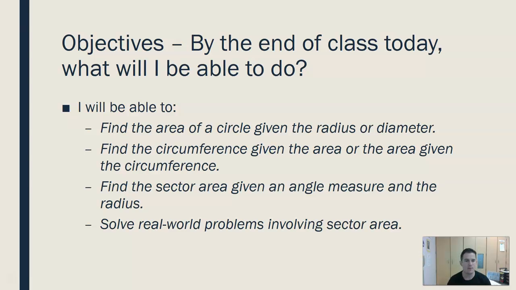So by the end of this video, by the end of this lesson, this is what I hope you're able to do. I hope you're able to find the area of a circle given the radius or diameter. We're going to talk about finding the circumference of a circle given the area or the area given the circumference. We're going to talk about the comparison between those two. We're going to find the sector area given an angle measure and the radius. We'll talk about what that means. And then we'll talk about a couple real-world problems involving sector area that I want you to be able to solve.